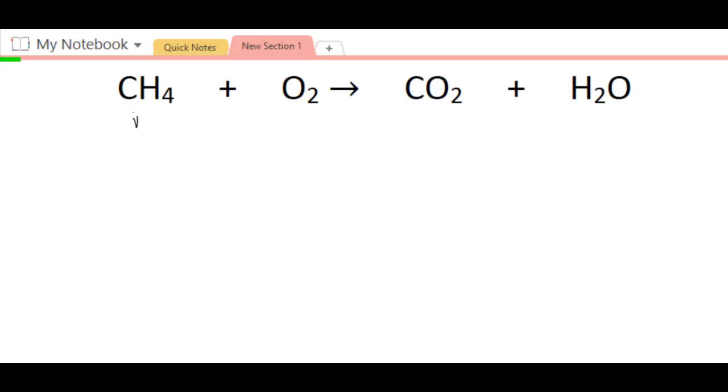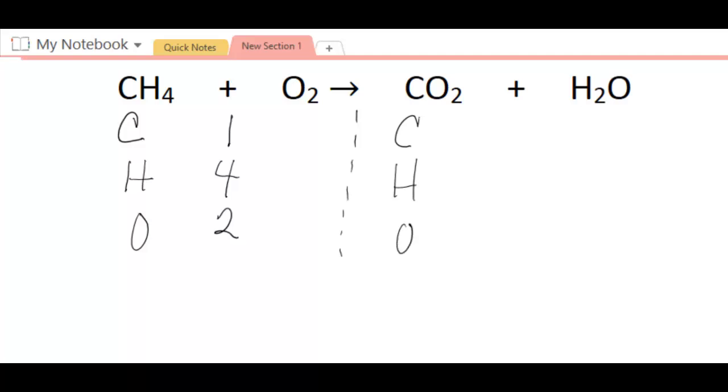So on the left side, you have carbon, and you have one carbon. You have hydrogen, and you can see that there are 4 hydrogens on the left-hand side, and then you have the element oxygen, and there are 2 oxygens on the left-hand side of the equation. And then you do the same thing for the right-hand side. You have carbon, hydrogen, and oxygen. Law of conservation of matter, so you have to have the same types of elements on the left-hand side in the reactants as you do on the right-hand side in the products.